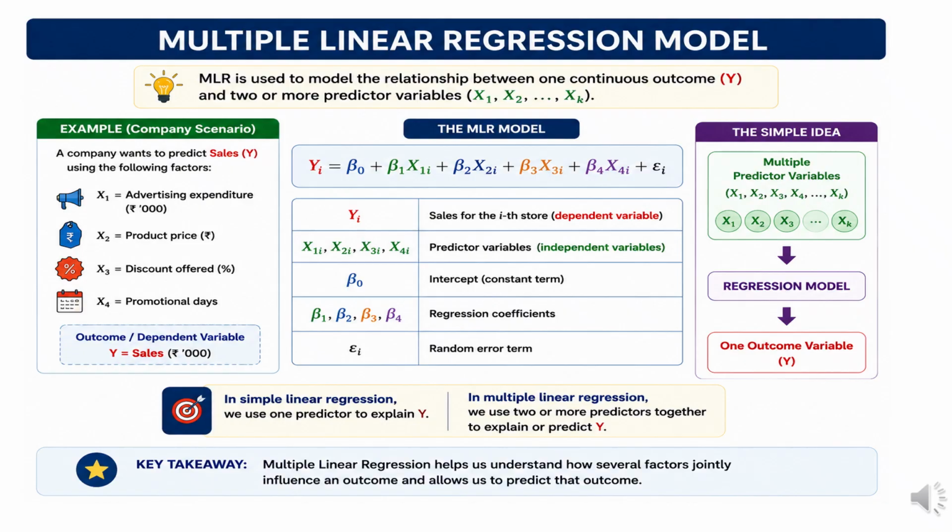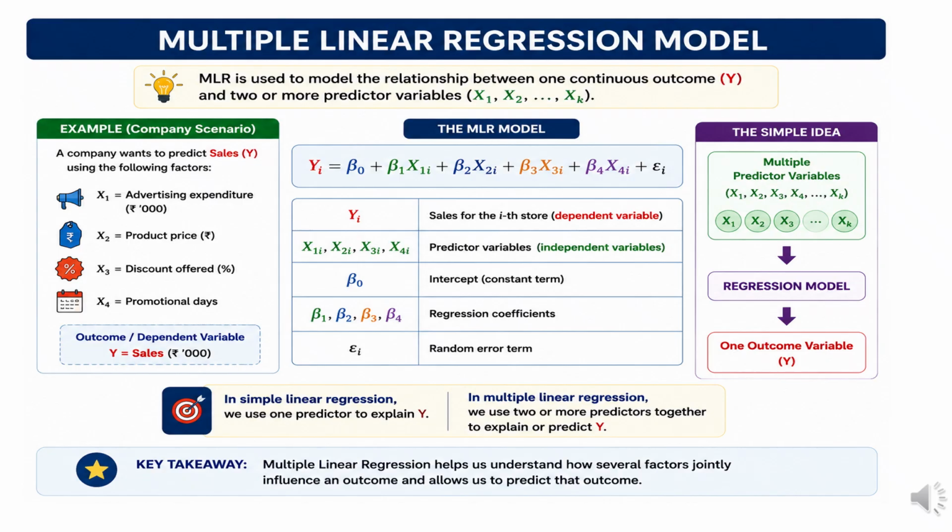Now, look at our regression model. We already know the Y values and the X values from our observed data. But there is something we don't know, the values of the regression coefficients, such as beta 0, beta 1, beta 2, and so on. These coefficients have to be estimated from the data. So the question is, how do we estimate these coefficients? We want to find the coefficient values that make the predicted values of Y as close as possible to the actual observed values of Y.